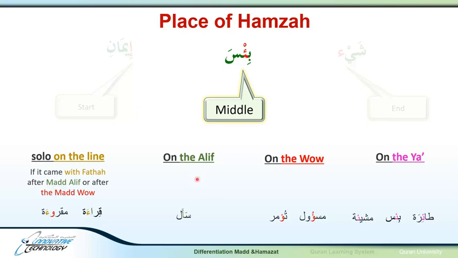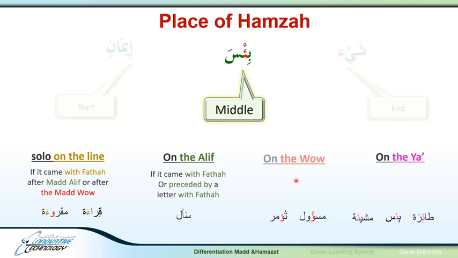Now, it will be written on an alif if it has a fatha or is preceded with a letter with a fatha. Like in here, the sin has a fatha, the preceding letter, and the hamza itself has a fatha. Sa'ala. In that case, we write it on top of an alif.